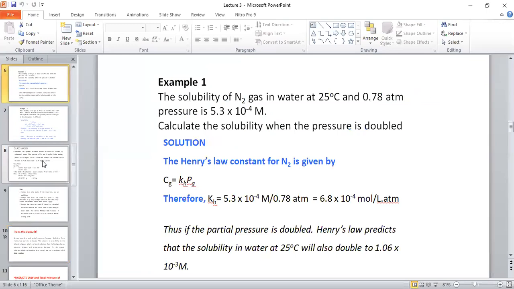So let's look at an example here. The solubility of nitrogen gas in water at 25 degrees centigrade and 0.78 atmosphere pressure is 5.3 times 10 raised to the power minus 4 molar. If you have your pen, your paper, or your calculator, you can use it to calculate this. Follow up as we go. Don't miss any of these examples of calculations, so that you'll be familiar with it and have full understanding.